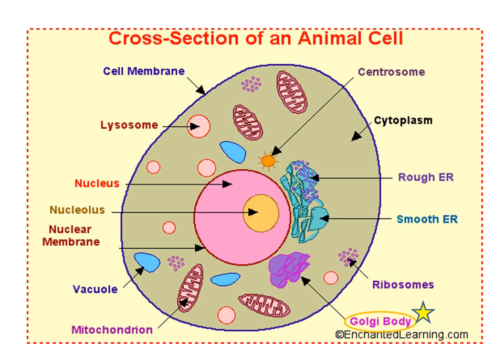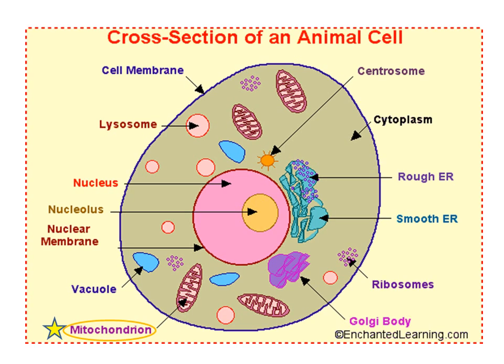So another important part of the cell you might hear about is the Golgi apparatus, or the Golgi body. This takes simple molecules and forms new, more complex molecules in the cell.